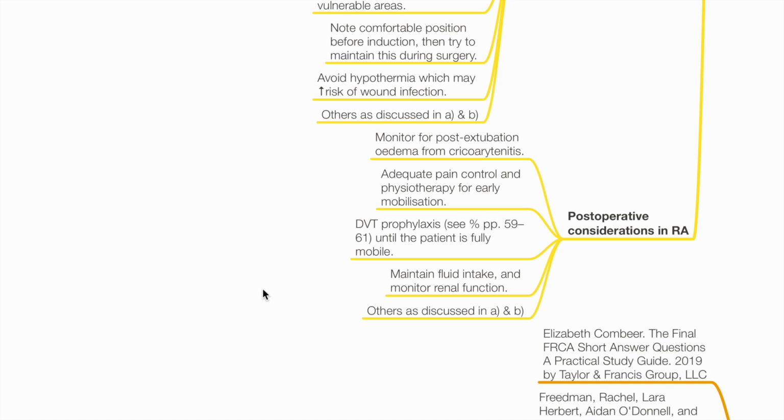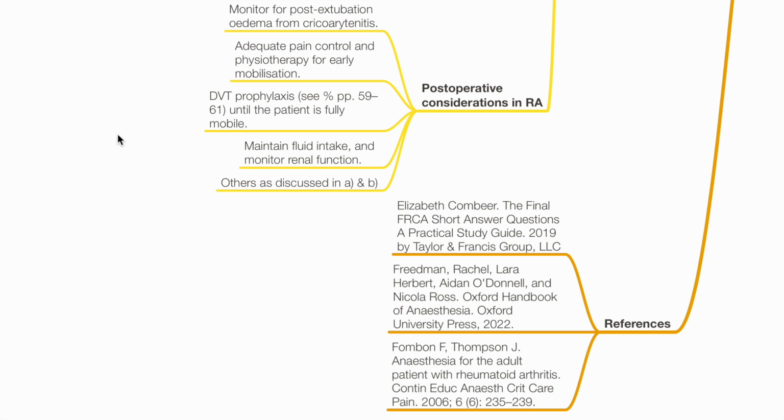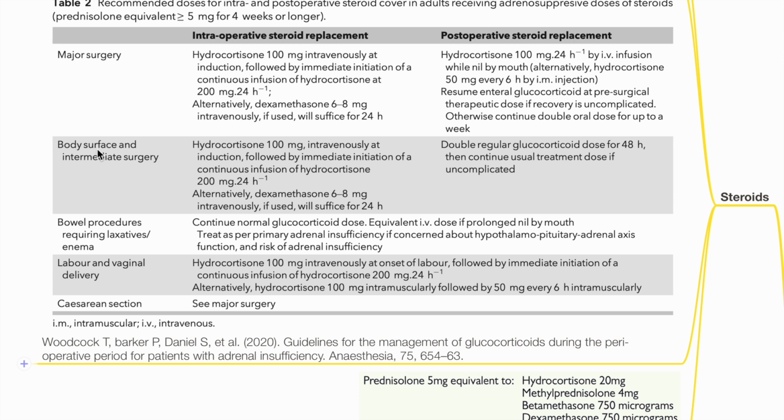Post-op considerations. On top of those discussed in question A and B, monitor for post-op extubation edema from cricoarytenoid arthritis, adequate pain control and physiotherapy for early mobilization, DVT prophylaxis until the patient is fully mobile, maintain fluid intake and monitor renal function. With regards to recommended doses for intra and post-op steroid cover in adults receiving adrenal suppressive doses of steroids, steroid replacement is recommended for patients taking prednisolone equivalent 5 mg or more for 4 weeks or longer.